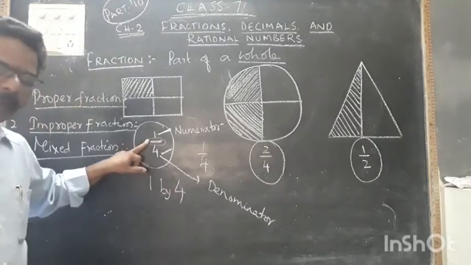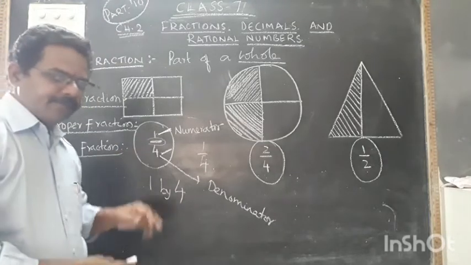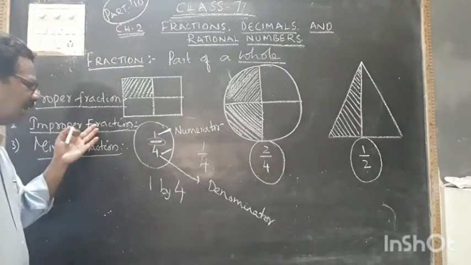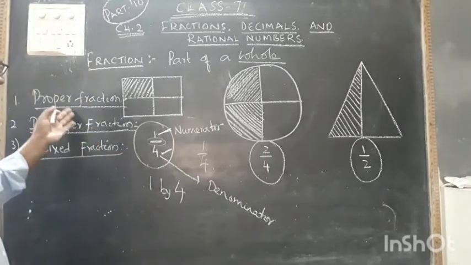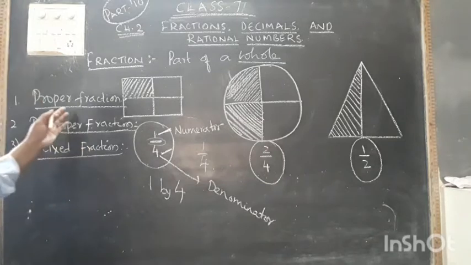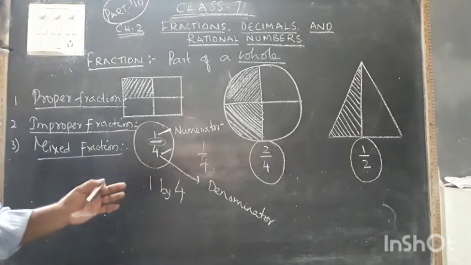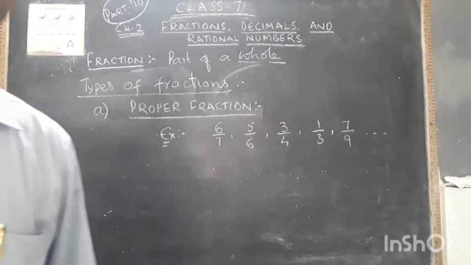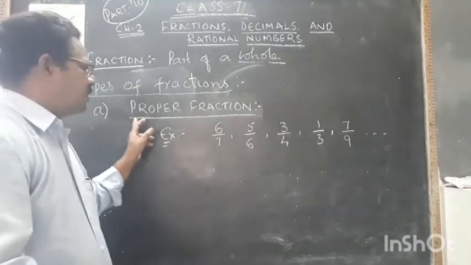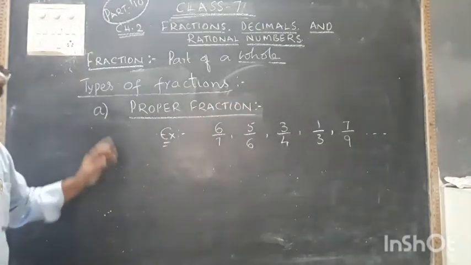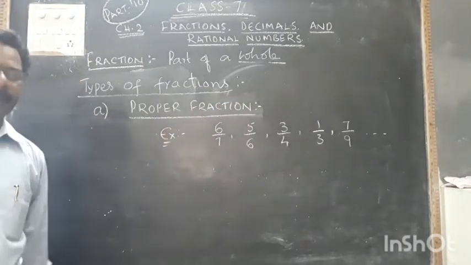It is separated by the bar. So now according to this we can classify the given fractions into different types. What are the different types of fractions, and how we have to define them, that we shall see now. So now we have to discuss the types of fractions. The first one is proper fraction.